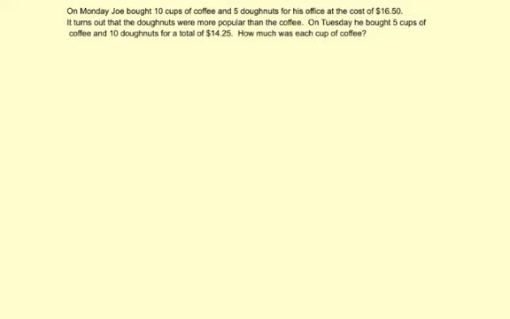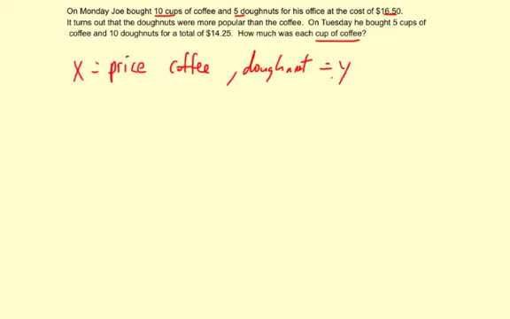So we want to know how much was each cup of coffee. And we have the amounts of each item bought and the total cost. So the equations are going to be the total cost. The unknowns are the price of the coffee and the price of the donut. So I'm going to let X be the price of the coffee and Y be the cost of the donut.